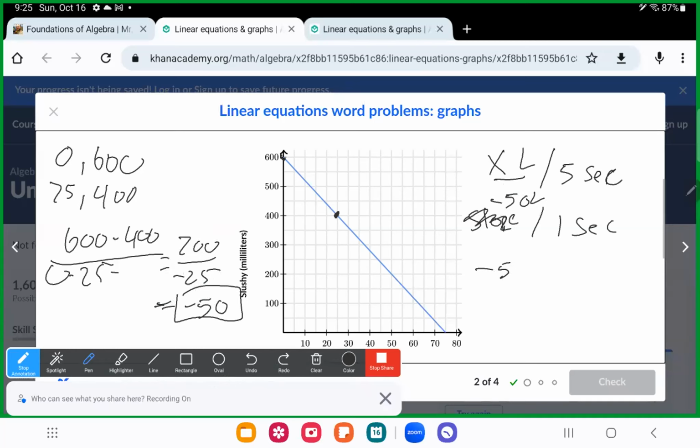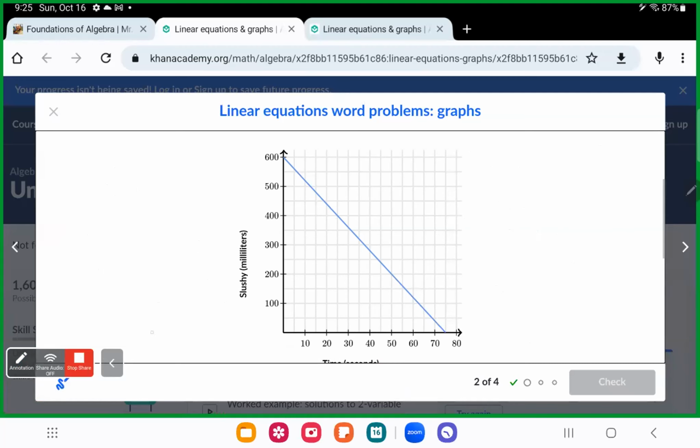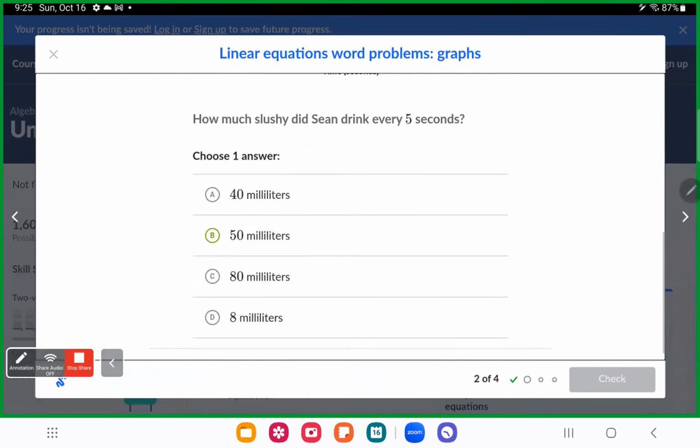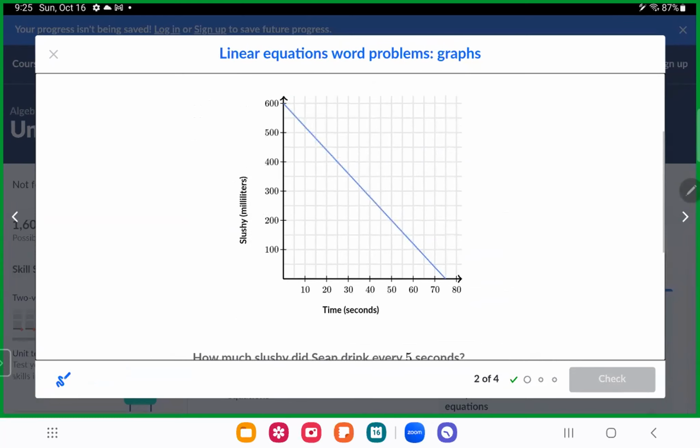Now I'm going to set up my proportion. Negative 50 over 1 is equal to x over 5. This is the question, this is the slope I found, and I can set them equal. So 50 times 5 is 250, negative 250. All right, so negative 250. Maybe I made it harder than it needed to be. Let's see, how much slushy did he drink every 5 seconds? Maybe I did it wrong.